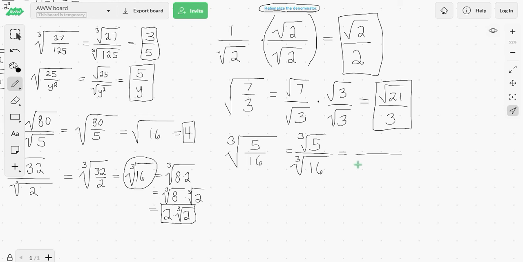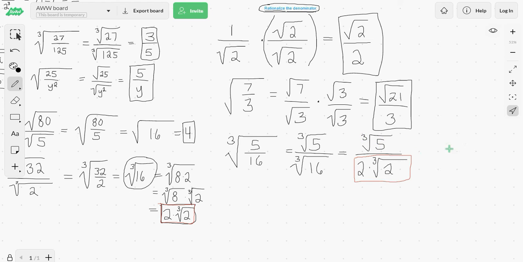So maybe I'll fill that in now. It's 2 times the cube root of 2. Again, that's from right here. I'll use a different color to emphasize that. I'll just box it in red. Okay, so that's from there. And now the top is still the same. It's just the cube root of 5.